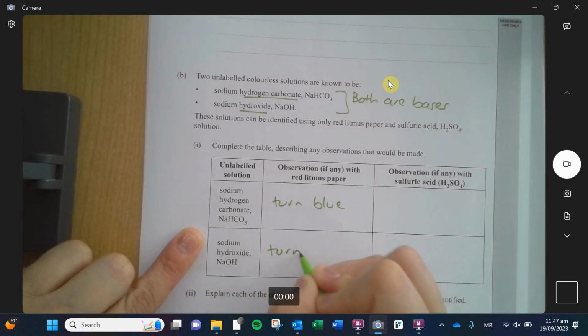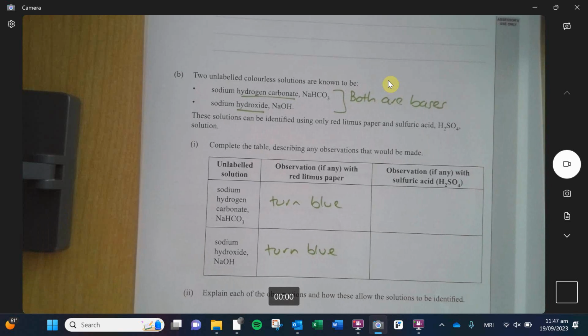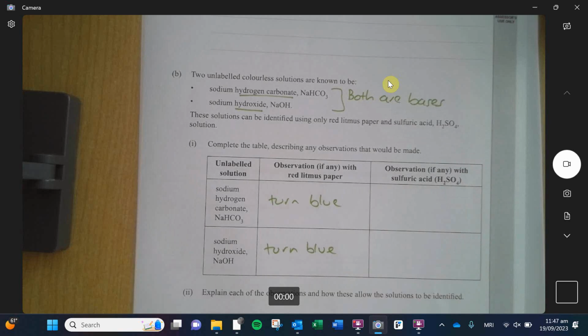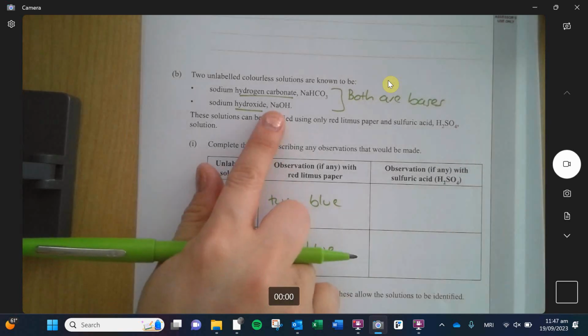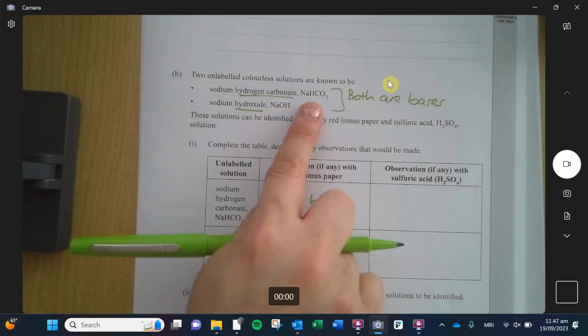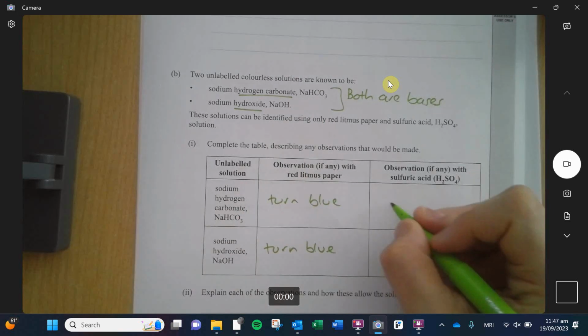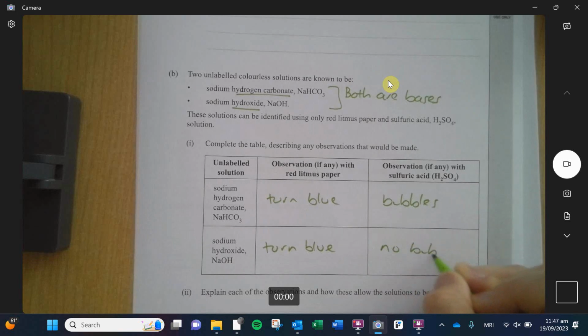This one would also turn blue. So that's not very helpful to me. But when I add it to sulfuric acid, I'm going to see a difference. If I add the sodium hydroxide to the acid, there's no bubbles that are going to form. This one will only form water and the salt. Whereas this one, because it has the carbonate component, this one will form bubbles. So that's how I'm going to distinguish the two. So this guy would have bubbles. This one would have no bubbles.